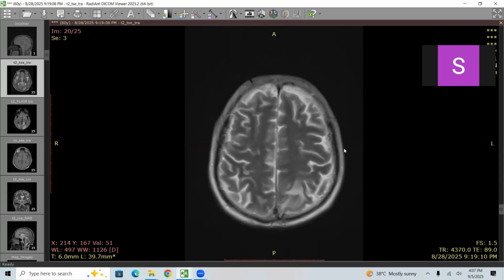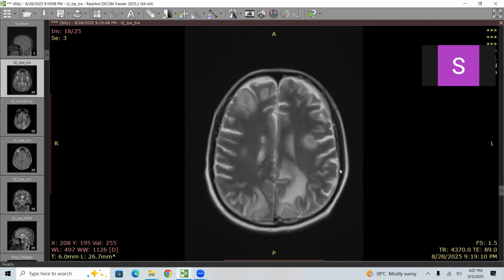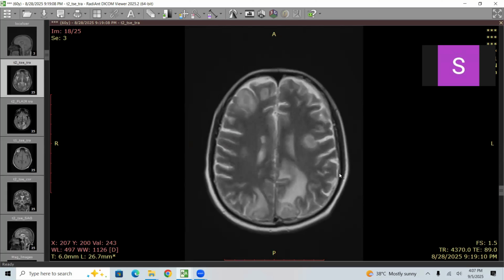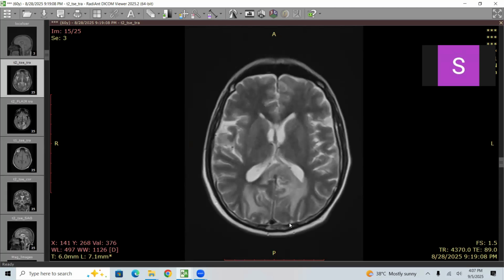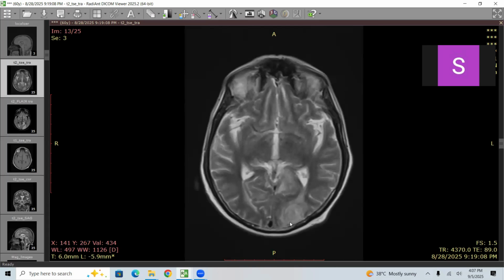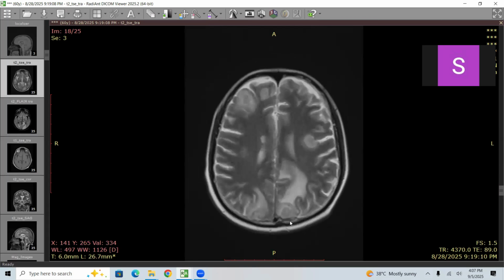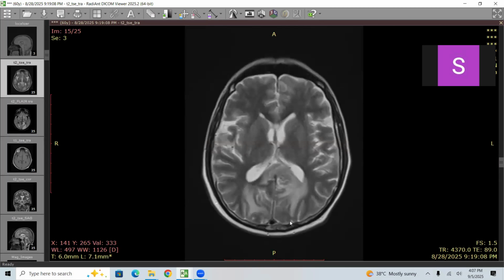These are the MRI brain images, axial sections, T2 weighted images. I can see hyperintense signals. Multiple T2 hyperintense signals are noted in the bilateral cerebral hemispheres, in the right frontal lobe and left parietal lobe, and bilateral posterior parietal regions, and also in the bilateral occipital regions.